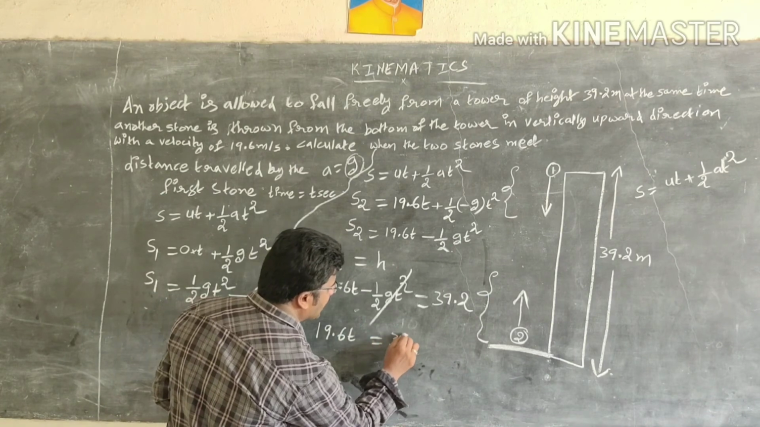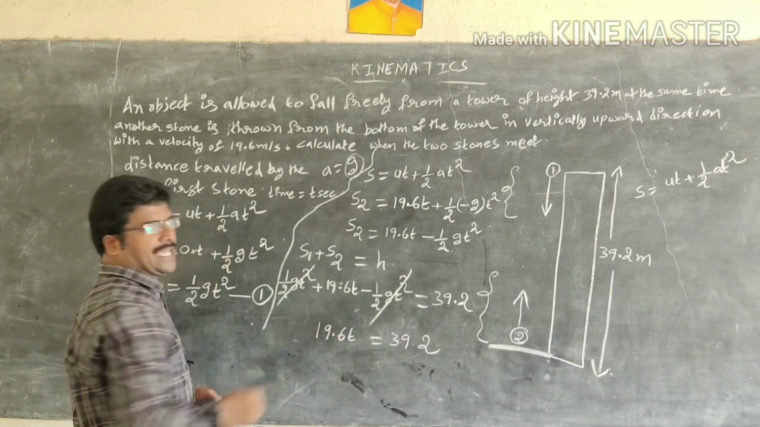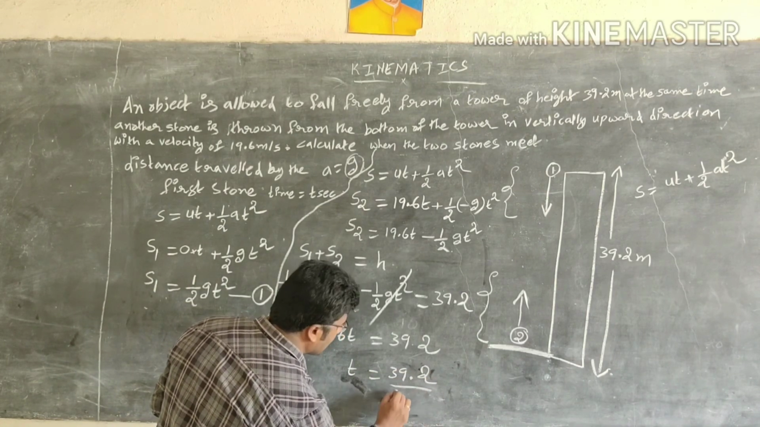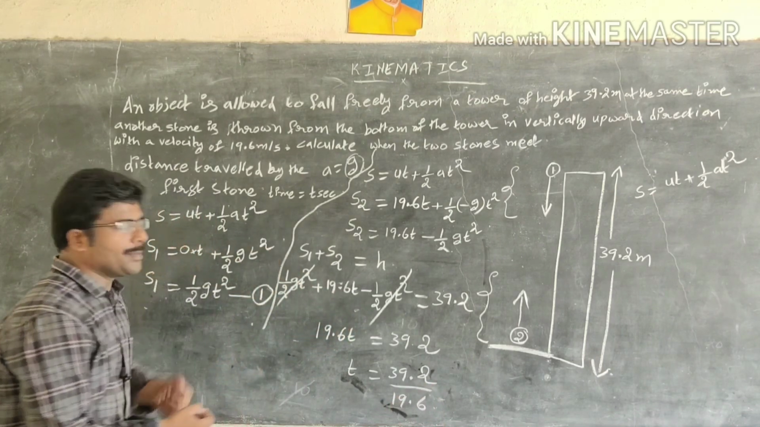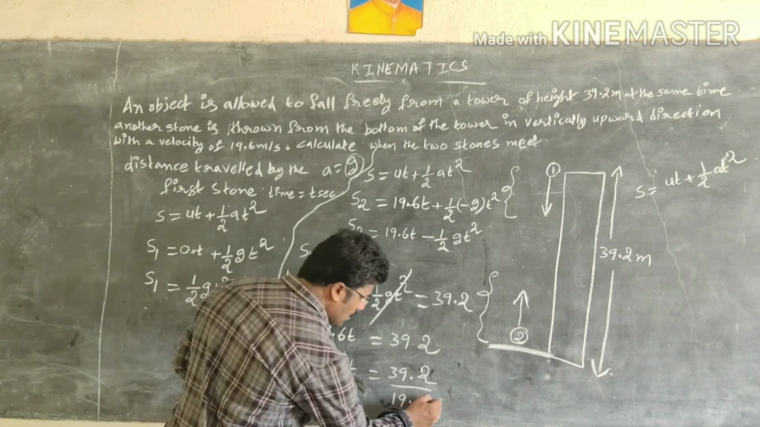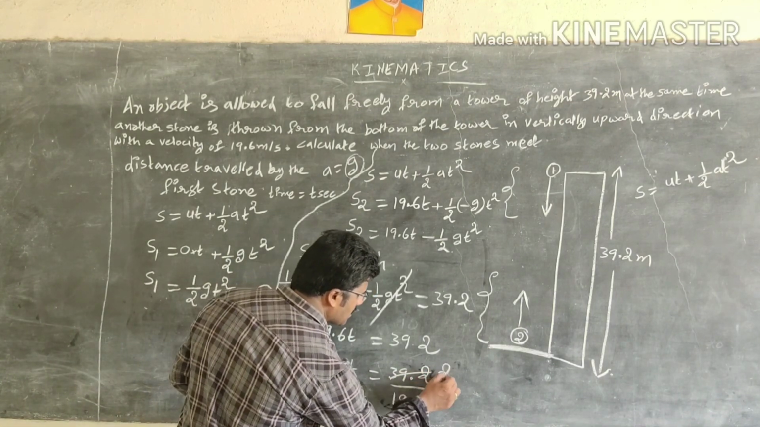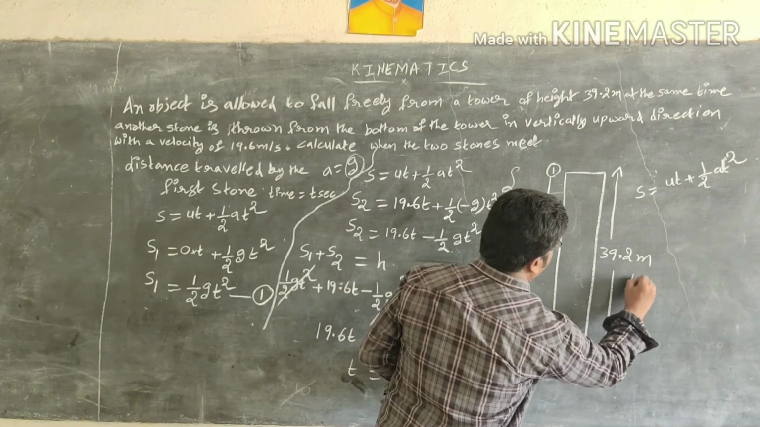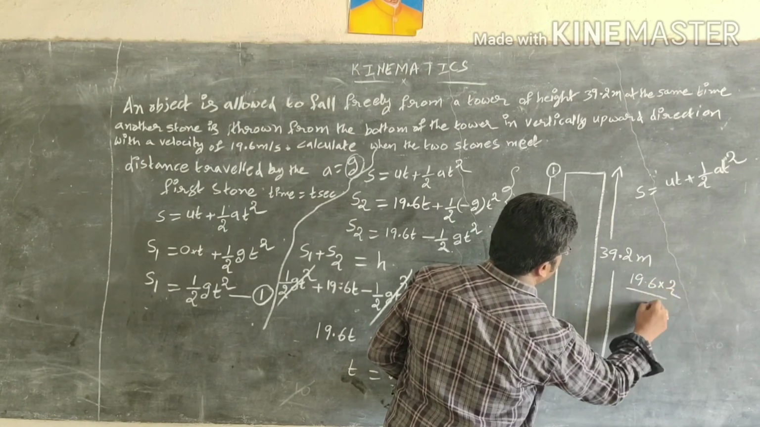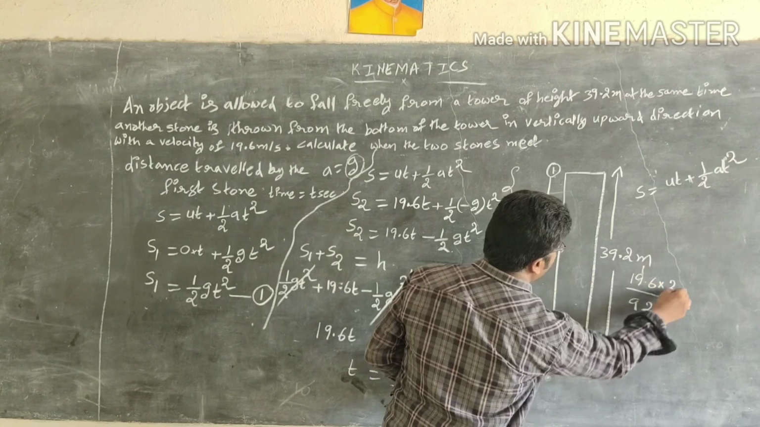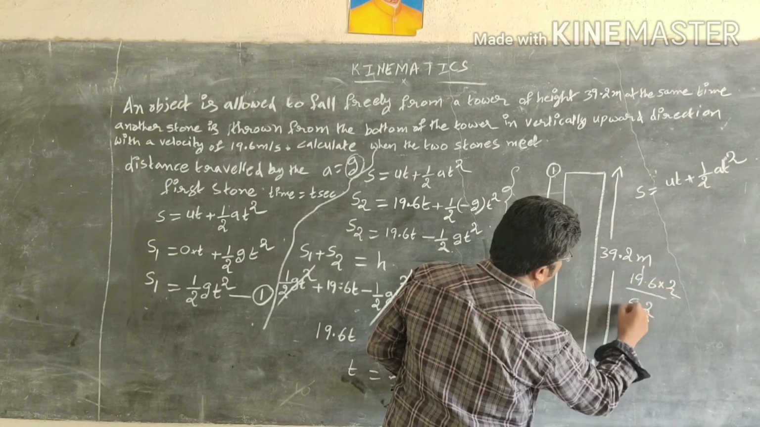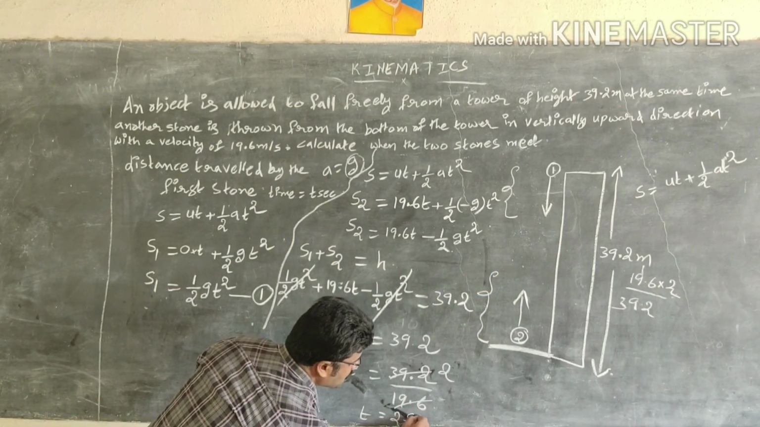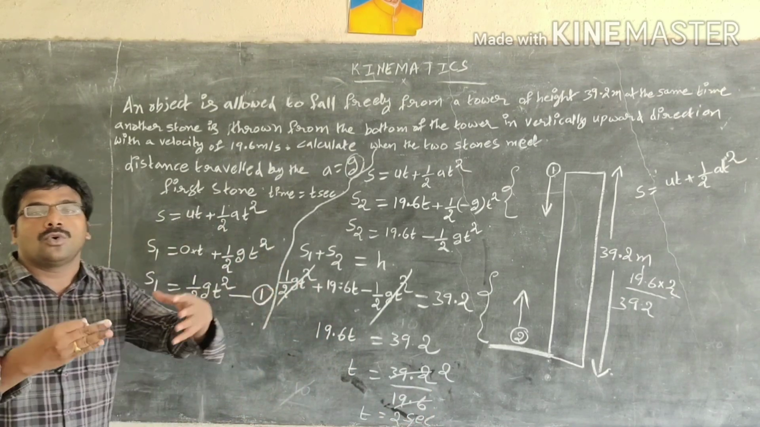19.6t equal to 39.2. We want the value of t, that is time. So t equal to 39.2 divided by 19.6. So how to calculate? 19.6 ones, 19.6 twos. So t equal to 2, since 19.6 into 2: 2 sixes are 12, 2 nines are 18 plus 1 is 19, 2 ones are 2, plus 1 is 3, so 39.2. So t equal to 2 seconds. After 2 seconds, the two stones are going to meet.